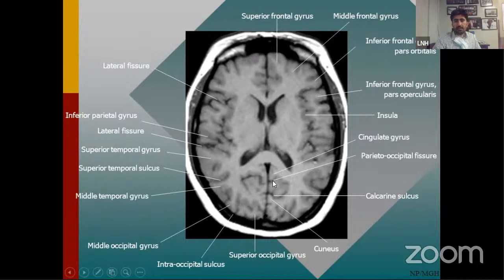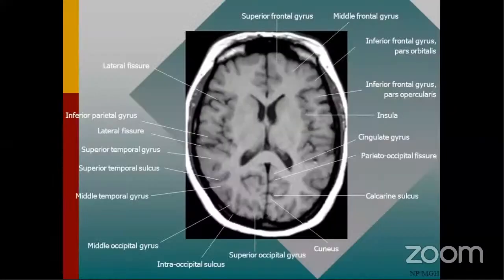This is the parieto-occipital fissure, and this is the calcarine sulcus, and this part above the calcarine sulcus forms the cuneus. And this posterior pole, the posterior part, we will say this is the superior occipital gyrus, and lateral to it, this is the middle occipital gyrus. And the sulcus in between is the intra-occipital sulcus.